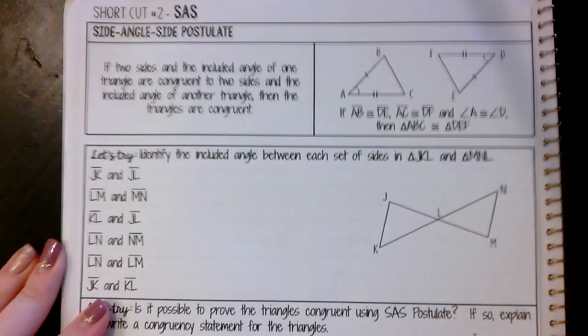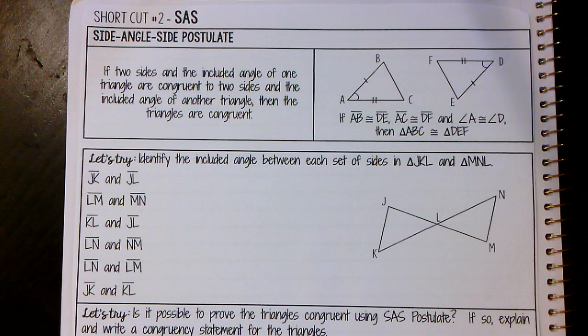The next one is the side, angle, side. Meaning, if two sides and the included angle of a triangle are congruent to two sides and the included angle of another, then the triangles are congruent.